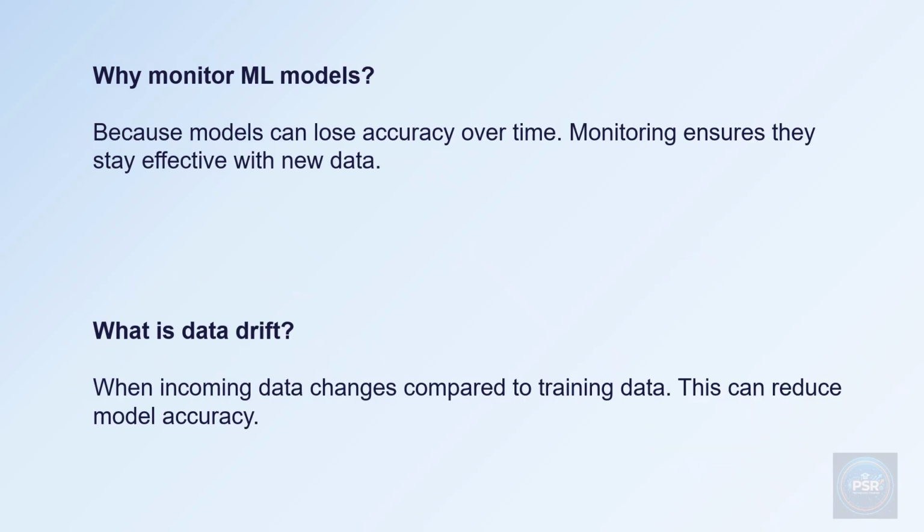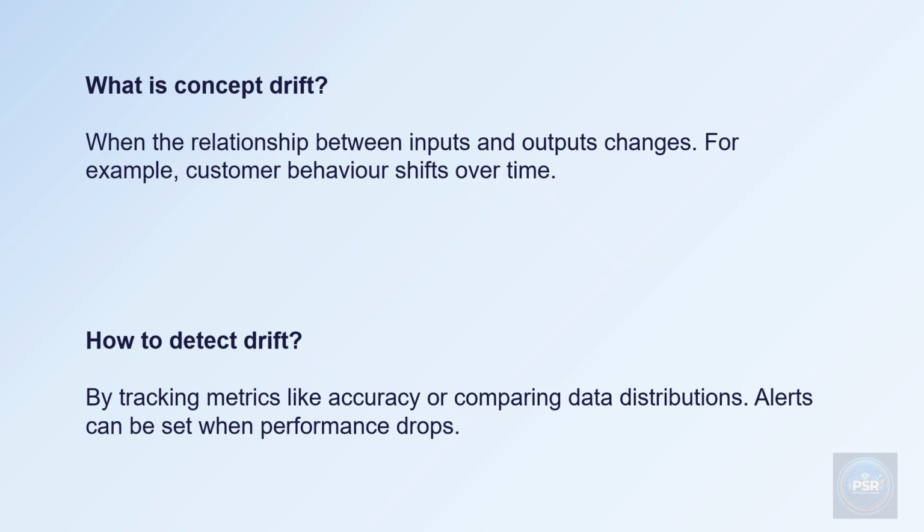Why monitor ML models? Because models can lose accuracy over time. Monitoring ensures they stay effective with new data. What is data drift? When incoming data changes compared to training data. This can reduce model accuracy. What is concept drift? When the relationship between inputs and outputs changes. For example, customer behavior shifts over time. How to detect drift? By tracking metrics like accuracy or comparing data distributions. Alerts can be set when performance drops.